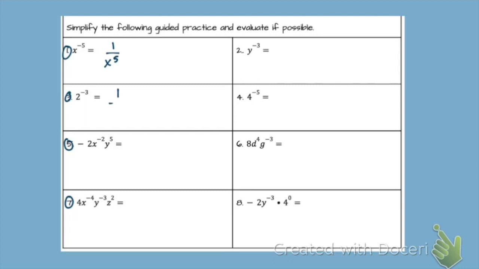Same thing with 3. Once I do this, however, I have 2 to the 3rd left, which I don't want to leave looking like that. I can evaluate that. 2 times 2 times 2 is 8.